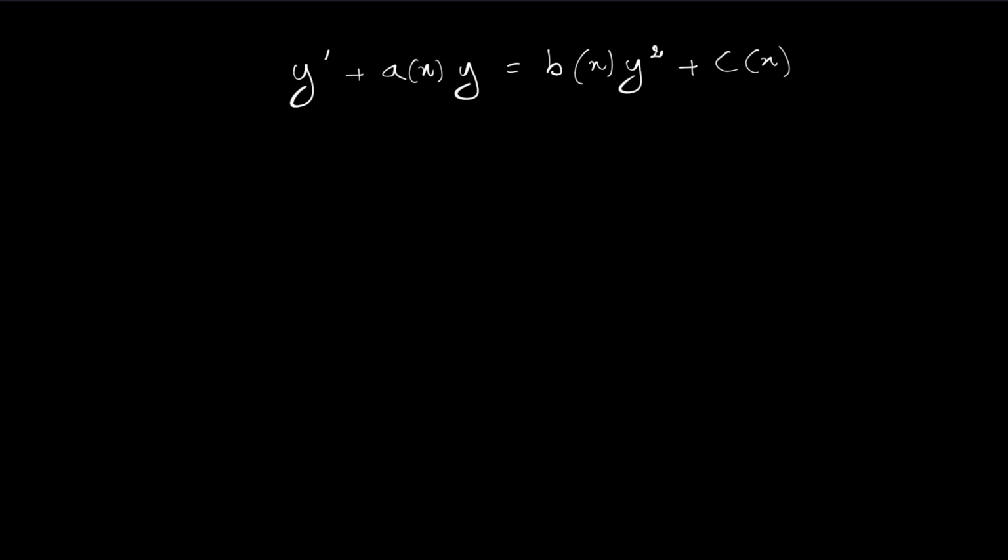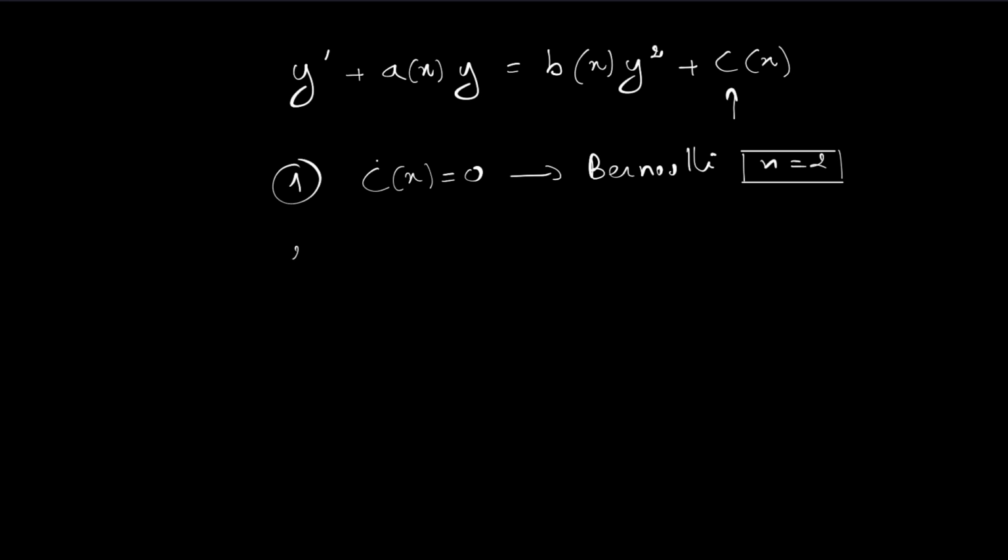Notice two important things here. The first one is if c of x is equal to 0. This is simply a Bernoulli equation with n equals 2. Now, if b of x equals 0, it becomes a standard linear equation. So, Riccati's equation is really the big brother of the equations we studied previously.